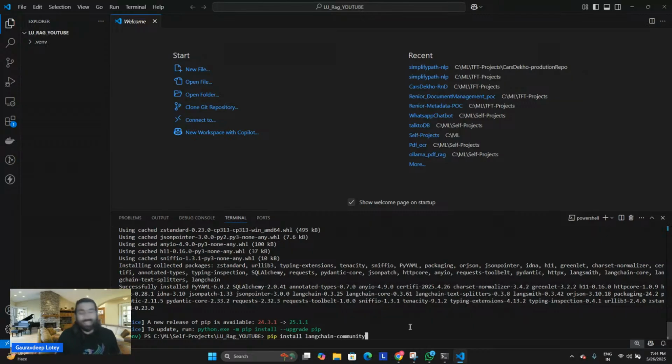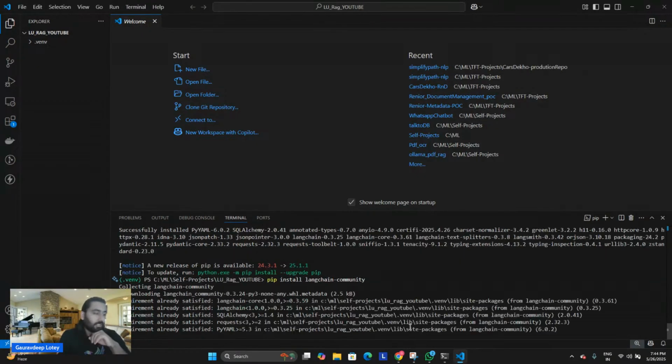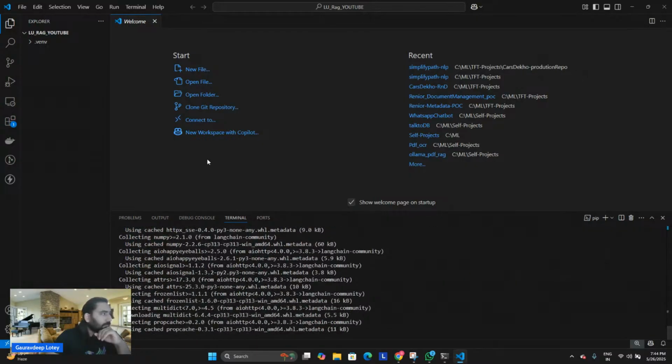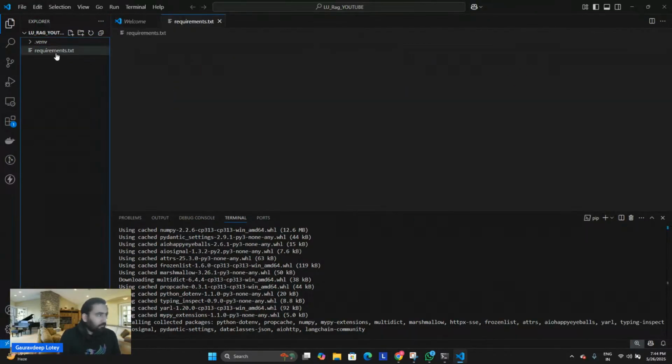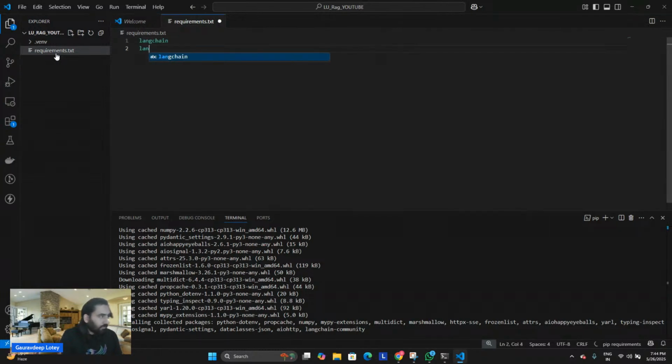So once we have installed this, the next part is Langchain dash community. These are certain packages that we will need to run our system. So pip install Langchain community. Okay, I'll also try to mention them in requirements.txt: Langchain, Langchain-community. If you will be using OpenAI, you will have to do Langchain OpenAI. Since we are using Ollama, we will do Langchain Ollama. Okay, and we will install them.